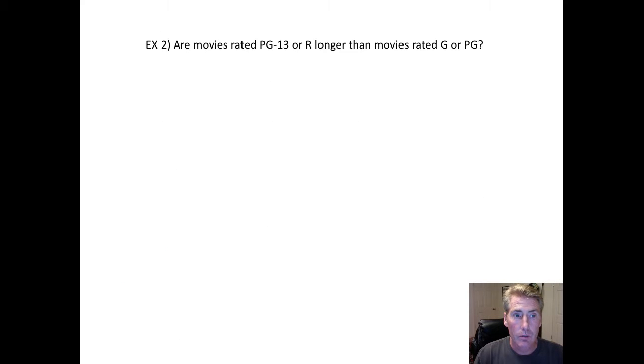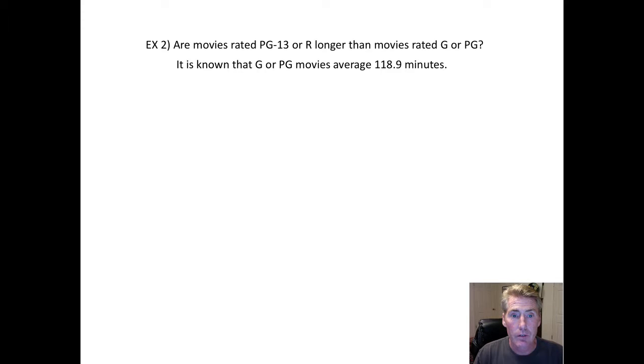All right, on to another one. So movies that are rated PG-13, compare those with movies that are rated R. Are the PG-13 or the R movies longer? So the more adult or older people movies, are they longer than the kid movies? There, I could finally say it.